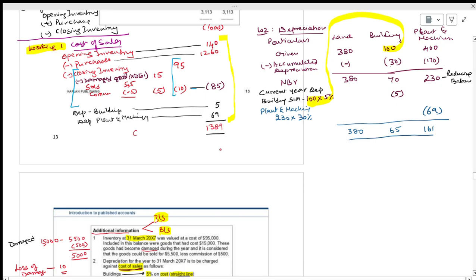This is called cost of sales. Anything else to be added here, or is this the only one? This is the only one. Okay, now this is the format. For this, they will give you 2 marks. And for this, they will give you 3 marks.